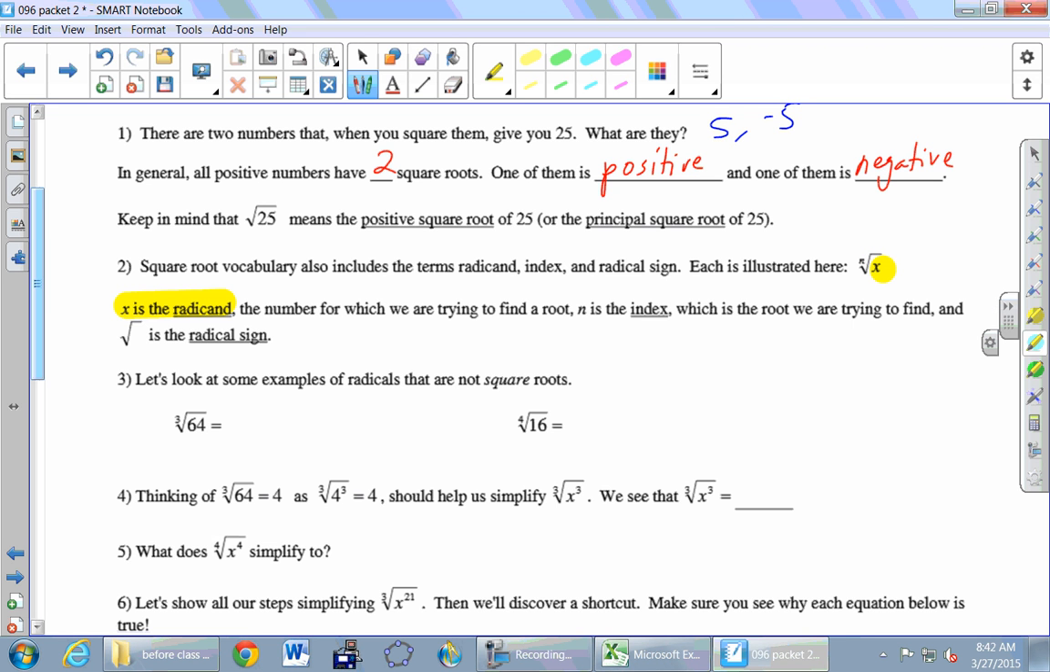Okay, so I'm highlighting a couple of things here. The thing inside the radical is called the radicand, and the number in the front, that small little number up above, is called the index of the radical, and then the symbol itself is a radical sign. Number 3, let's go to Jeremy.